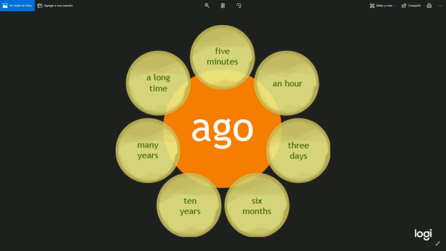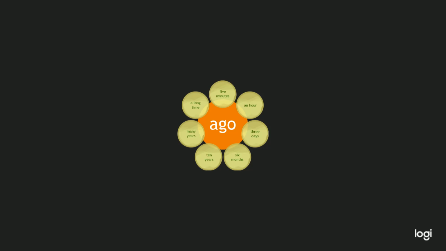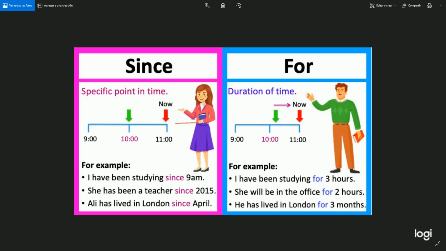5 minutes ago. We are in it. Okay, guys? So please don't forget, specifically when we use these ones, it's because, look, "since" is a more specific point in time. For example, this is the past. This is the present, 11, for example. I have been studying since 9 a.m. So when you have a specific point of time, you say "since".